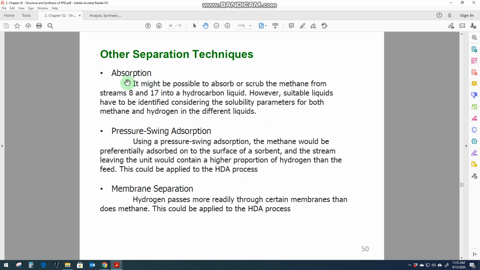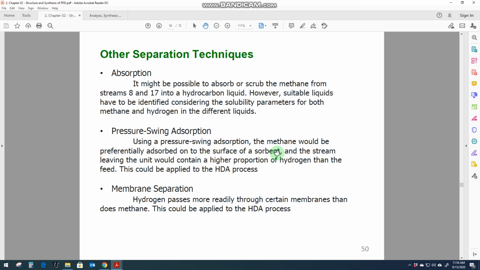Now, what could be the other techniques? Absorption. It might be possible to absorb or scrub the methane from streams 8 and 17 into a hydrocarbon liquid. However, suitable liquids have to be identified considering the solubility parameters for both methane and hydrogen in different liquids. Now, there could be another technique. If we want to remove the methane from the benzene, then the second way of removing that methane is by absorption. So we can select certain chemicals or liquids that can selectively absorb the methane gas from the process. The other thing that we can see here is pressure swing adsorption.